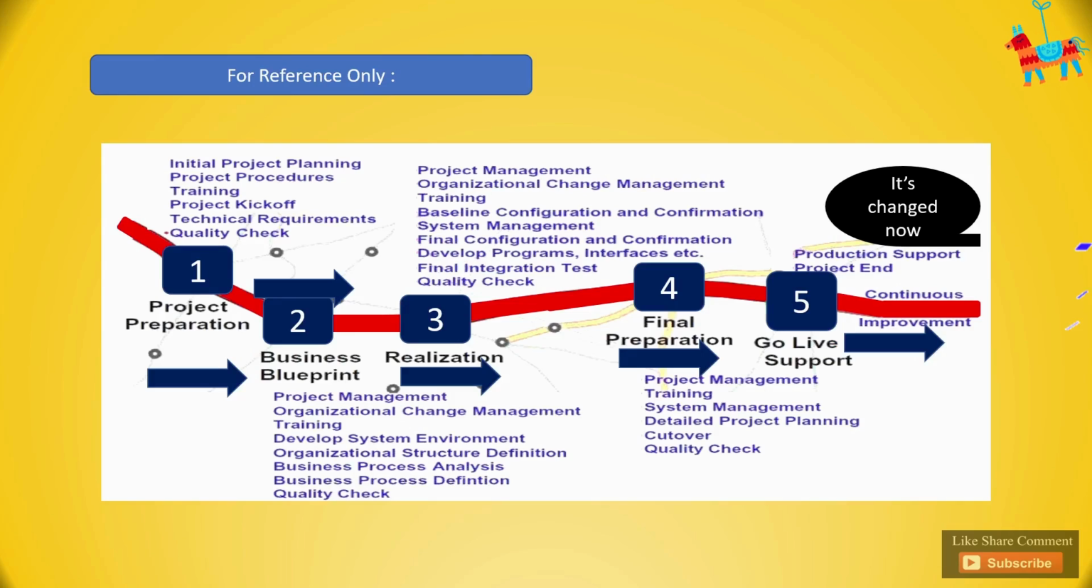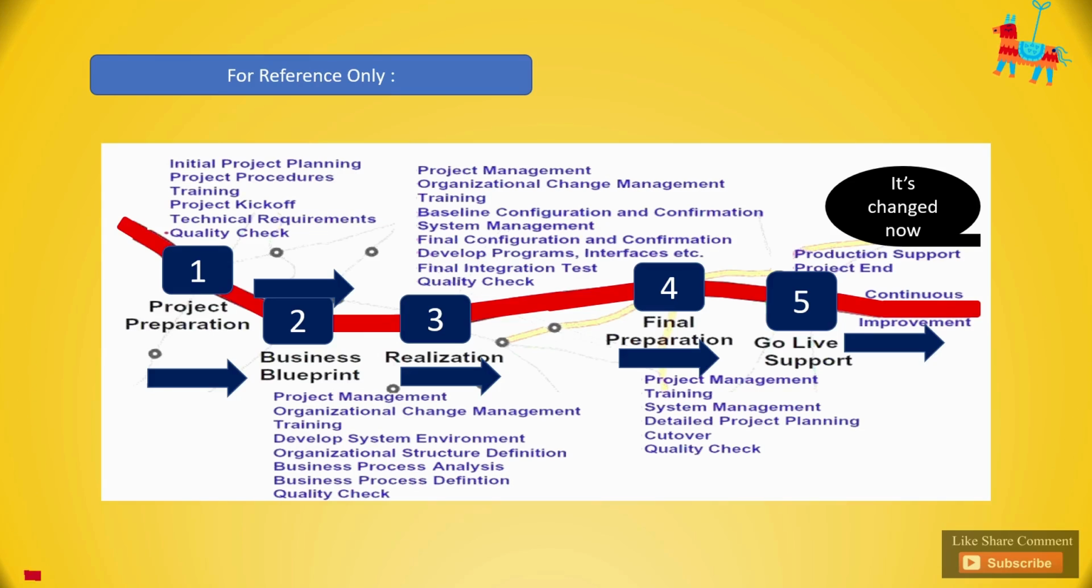For more clarity, if you see my screen, there are 5 phases. It's again the deeper definition of what the project preparation stands for, what is blueprint, what is realization, what is final preparation, and what is go live. For the project preparation, there is initial project planning, then training, project kickoff meetings, and looking at the technical requirements. We can also make some quality checks around the first phase. So in short summary, I can say we are doing the preparation of the project here.